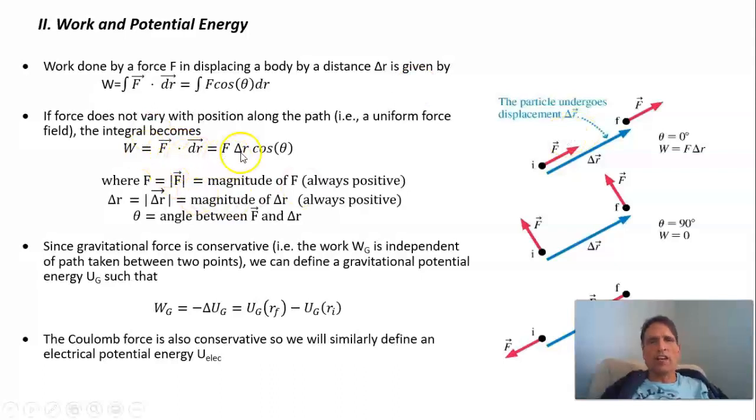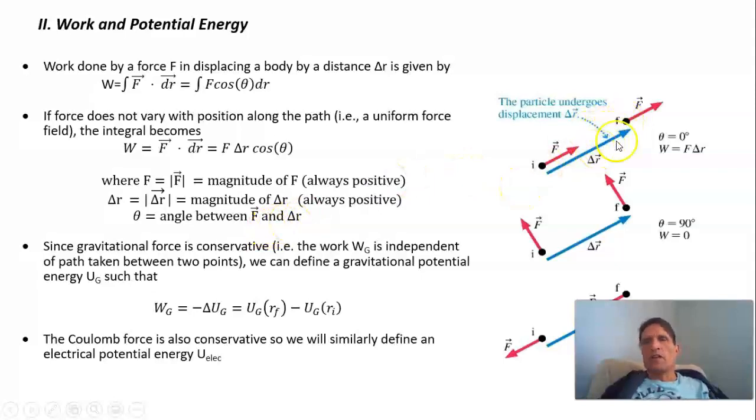And work is a scalar. It's a dot product, where F is the magnitude of the force and delta r is the magnitude of the displacement. An important point here: this is always positive. It's the magnitude of the vector delta r, and theta is the angle between the force and the displacement. So that's work.